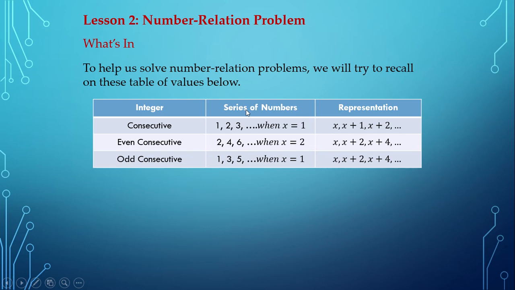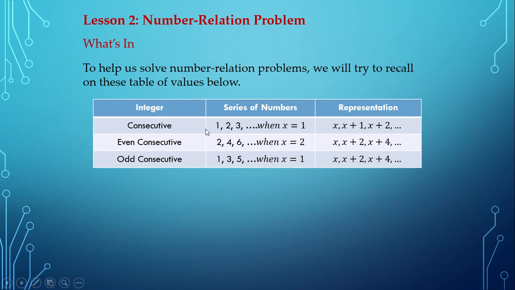So for example, the series of numbers that we referred to as integers, consecutive, in sequence, ordinary numbers, 1, 2, 3. Counting numbers, no? 1, 2, 3, 4, 5, and so on. Then, for the series of numbers representing even consecutive, since it is even, so 2, 4, 6, and then 8, 10, 12. Then, odd consecutive, there is a skip, so 1, 3, 5, 7, 9, 11, and so on.